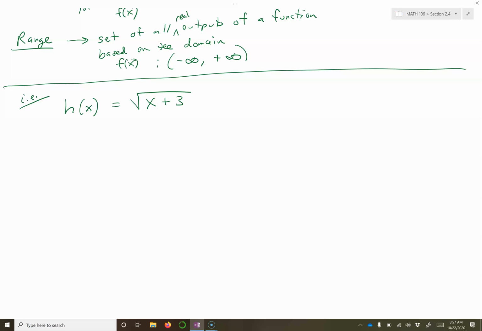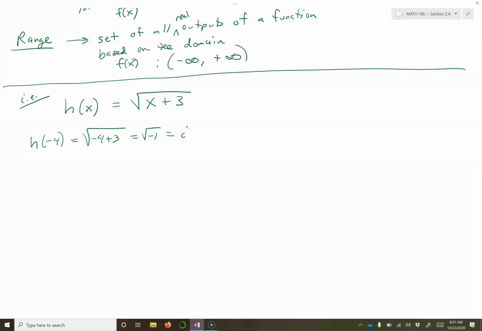Well, for this one, since we have a square root, what do we have to worry about popping up if we plug in certain x values? Is it possible to have an imaginary output to this function? Like, what if I plugged in negative 4? What would I get on the right-hand side? If I did h of negative 4, I'd get the square root of negative 4 plus 3. I'd get the square root of negative 1. Oh, so I get i. That's imaginary. When we're talking domain and range, we can't have imaginary outputs to the function.